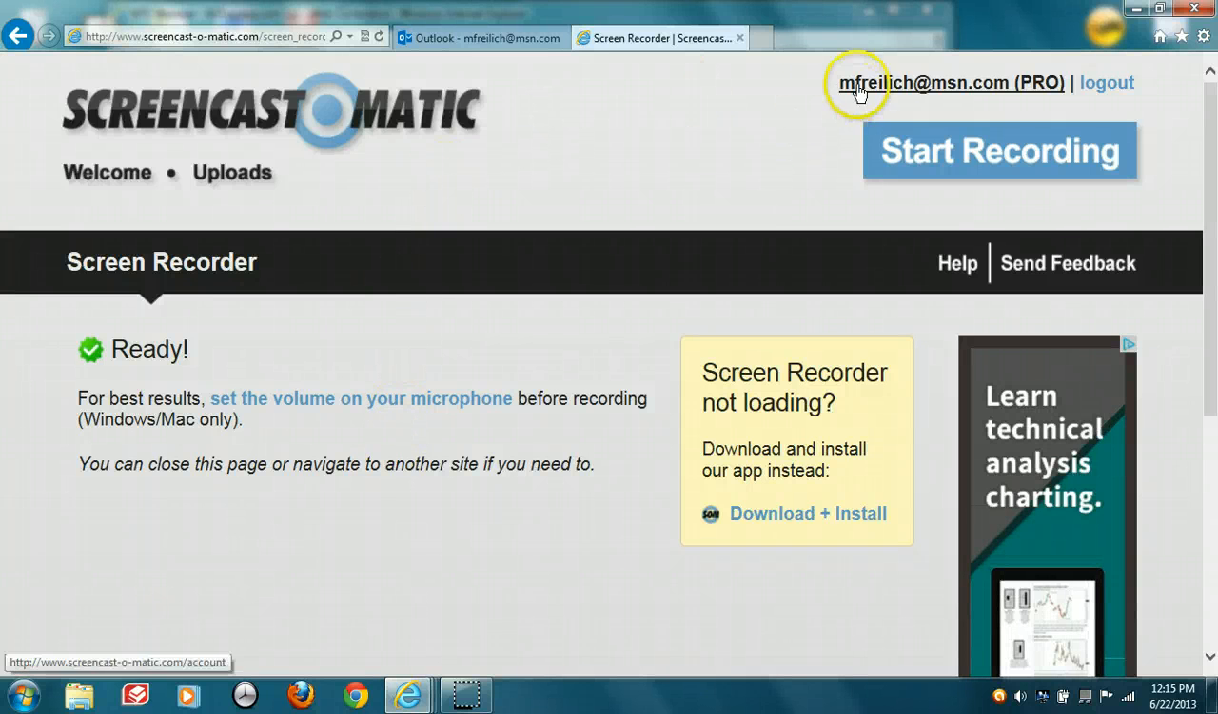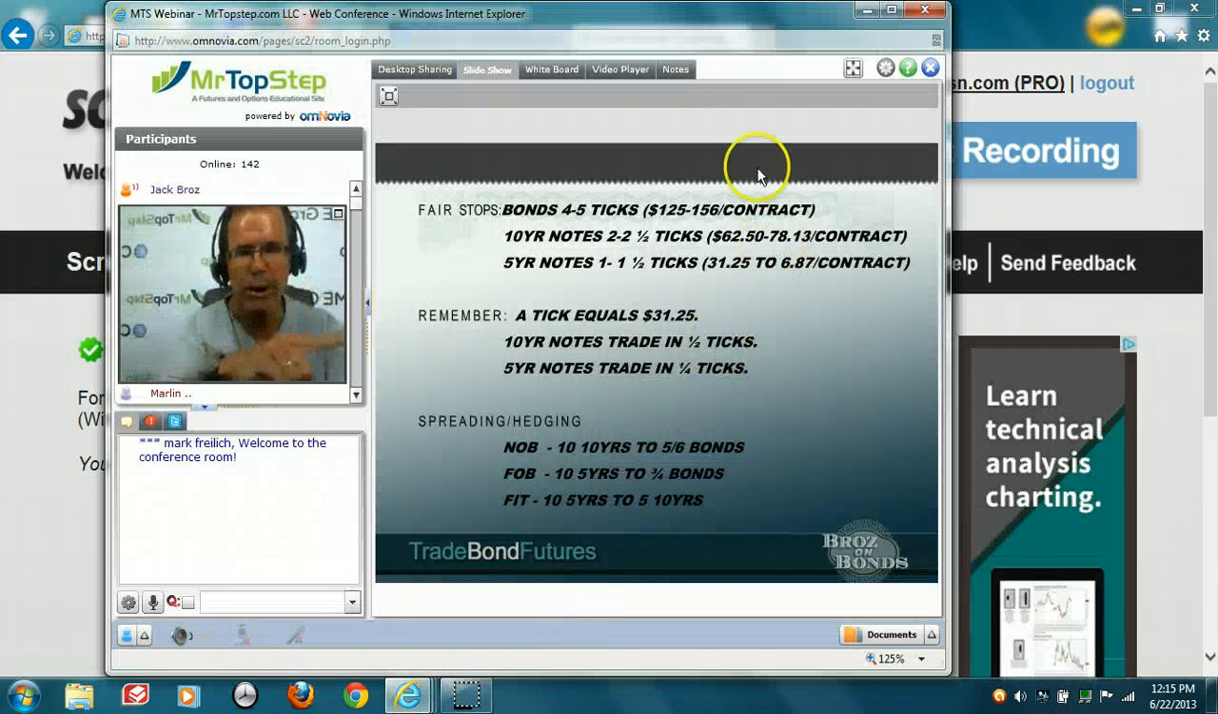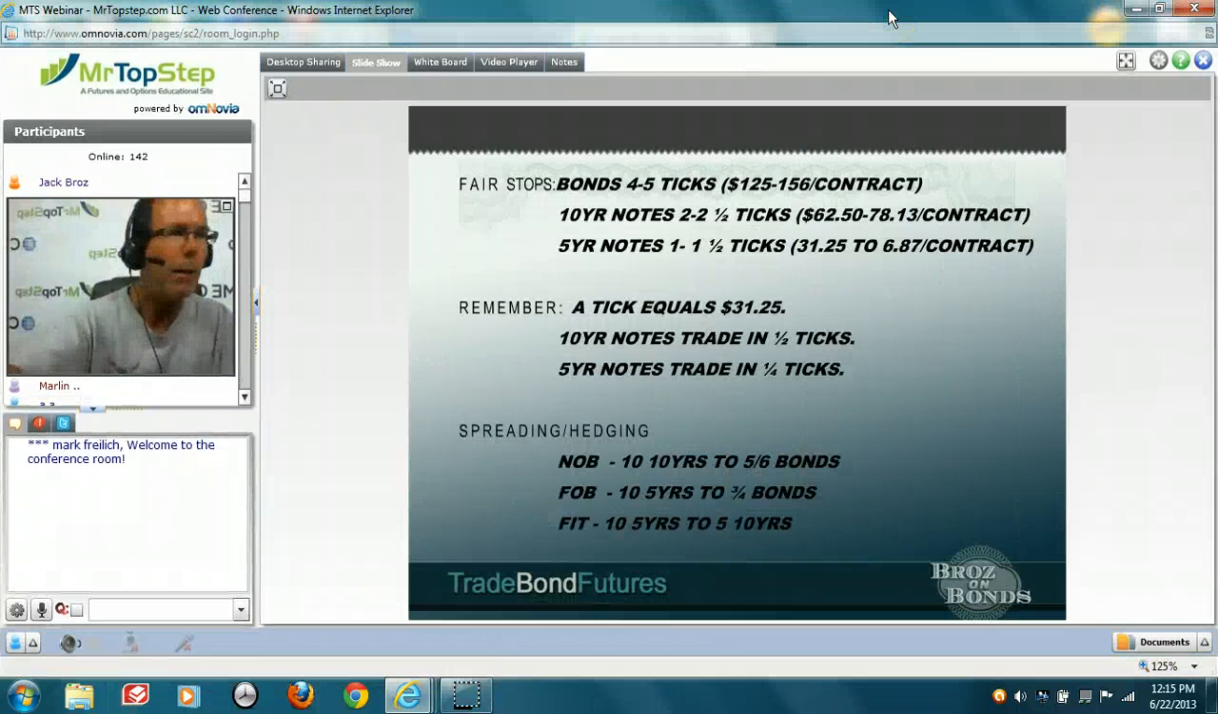That's where my analysis kind of starts. You have to be aware of this when I show you these trades next. When I get in the trade here, where's my stop go? Okay, that's your answer. And remember now, a tick equals 31.25.